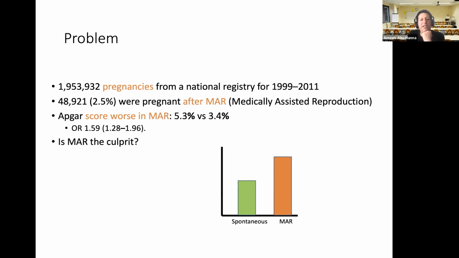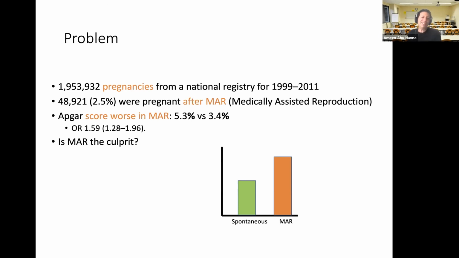So these are spontaneous pregnancies, 3.4% having the bad outcome, and this is in MAR, medically assisted pregnancies. And you could compare them. Is it a real difference? Yes. If you take the odds ratio, I don't know if you know what the odds ratio is, but basically it's above 1, and the confidence interval does not include 1. So it's statistically significant, so it's a big difference.